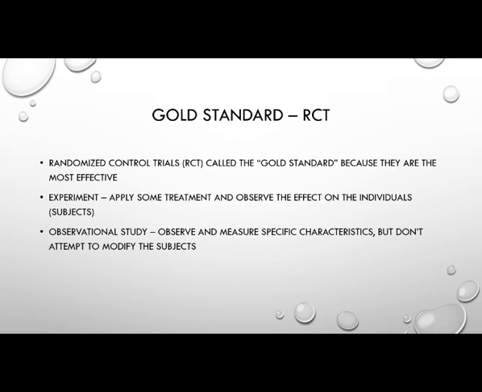Or you can do observational studies, observe and measure specific characteristics, but you don't attempt to modify the subjects. For example, it would be unethical to assign someone to a smoking group and a control group, right? We know smoking is harmful to people, so we wouldn't want to inflict harm on our participants in our study. But we could do an observational study by asking people, how many years have you smoked? Okay, then you represent our smoking group, right? They self-selected, they chose to smoke. We're not asking them to go do that, but we can actually compare those people who smoked in the past or who are currently smoking to those who are not.